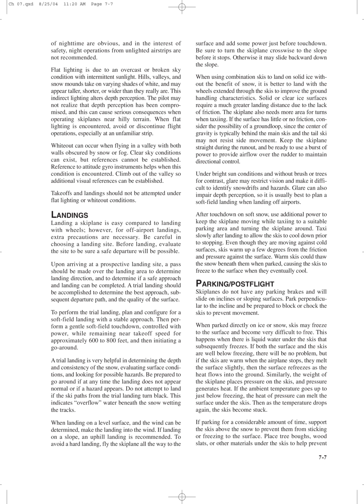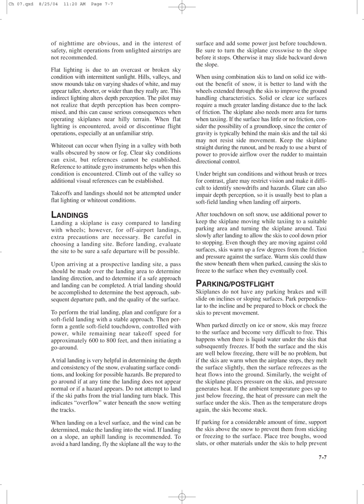Before landing, evaluate the site to be sure a safe departure will be possible. Upon arriving at a prospective landing site, a pass should be made over the landing area to determine landing direction, and to determine if a safe approach and landing can be completed. A trial landing should be accomplished to determine the best approach, subsequent departure path, and the quality of the surface. To perform the trial landing, plan and configure for a soft field landing with a stable approach.